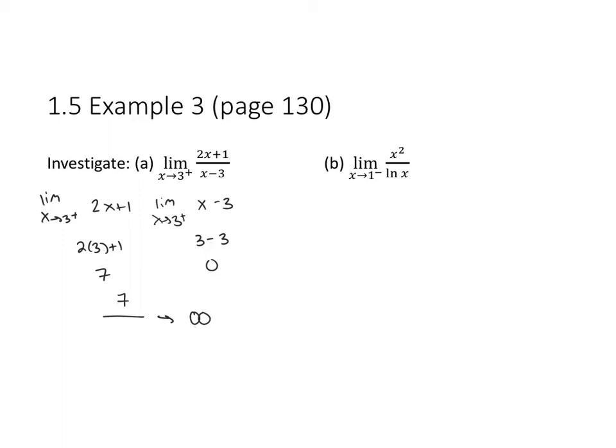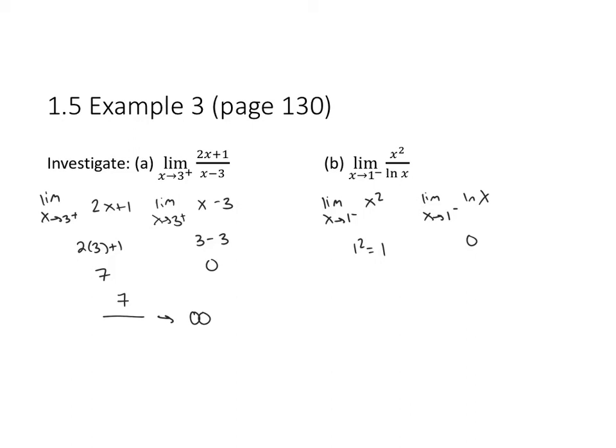Let's do the same thing for the next problem. Same idea, we're going to break it up into the limit as x goes to 1 from the left of x squared, and the limit as x goes to 1 from the left of ln x. So the limit as x goes to 1 of x squared is just going to be 1 squared, or 1, and the limit as x goes to 1 of ln x becomes ln of 1, which is 0. And again, we're not allowed to do that, so we need to think about what else we can do.